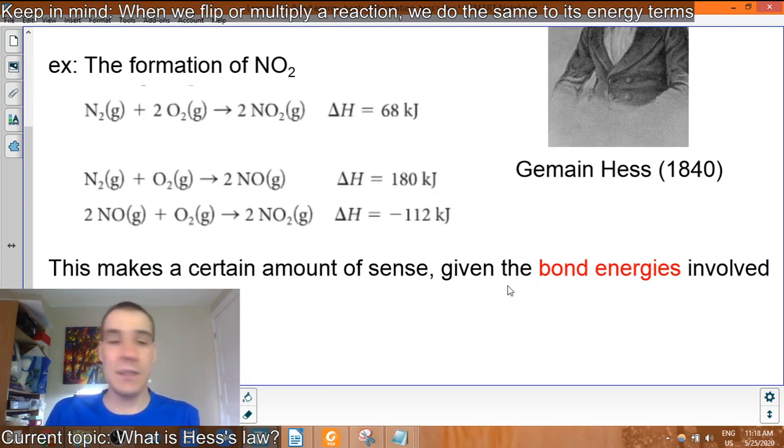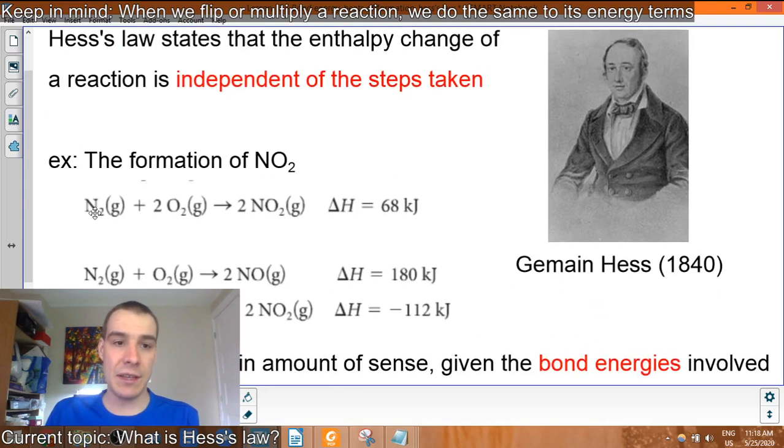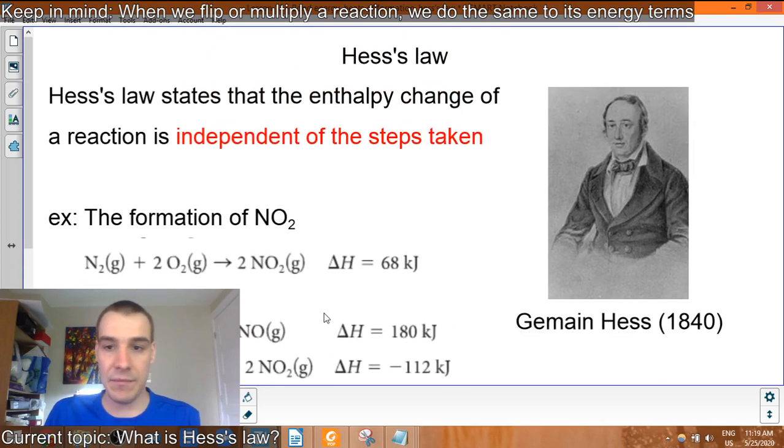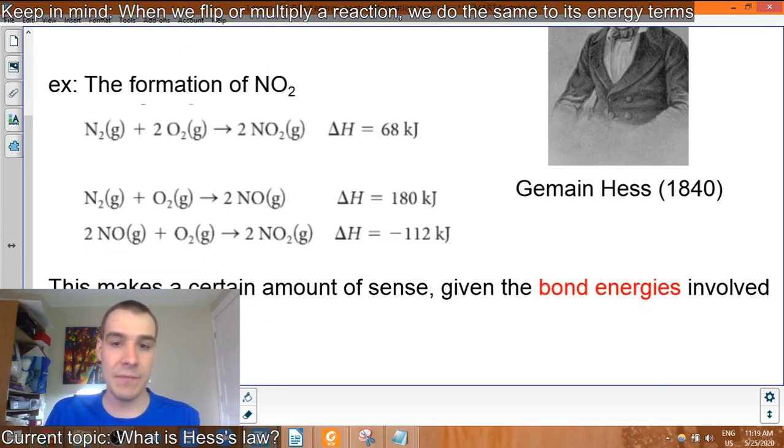It makes a certain amount of sense if you think about the bond energies, right? This has a certain amount of bonds at the start and the end, and then this has a certain amount of bonds at the start and the end. It's the same bonds at the start as at the end, so it should be the same energy.